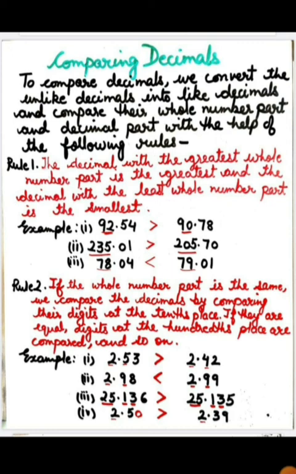Now in the fourth example, the given numbers are 2.5 and 2.39. Their whole number part is the same. Both have 2. Now in their decimal part, in the first number it is 5 and in the second number it is 39. First of all, we will convert them into like decimals. We will put 1 zero after 5. Now they have the same number of decimal places. Now the numbers are 2.50 and 2.39. Now 5 is greater than 3, so 2.50 is greater than 2.39.